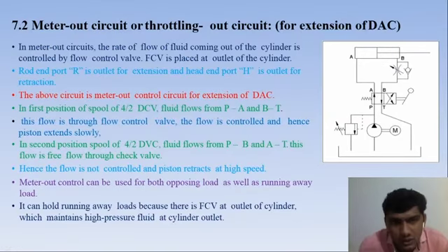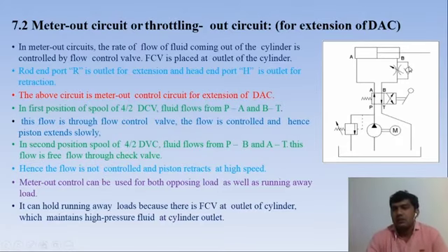Next is the meter out circuit or throttle out circuit for extension. Meter out circuit means we are controlling the hydraulic fluid flow at the outlet portion. So in the first position, the pump will shift the hydraulic fluid from pump to A, and it will pass to this cylinder. What happens during the retraction stroke, during the passing of fluid from B to T, is that the fluid will be controlled by this control valve. This is the variable restricted flow control valve, and this is the check valve, the non-return valve.